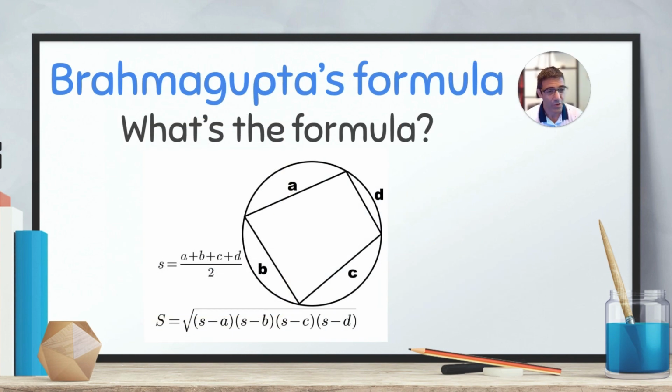So Brahmagupta's formula, what is it? Well, here's the formula. We take a quadrilateral that's inscribed inside of a circle and we find the semi-perimeter. So we add up all the lengths and we divide by 2. And then we subtract each length from the semi-perimeter. So we'll do the semi-perimeter minus each length, S minus A, S minus B, S minus C, S minus D. And then we will square root that result and we will find the area of the quadrilateral.